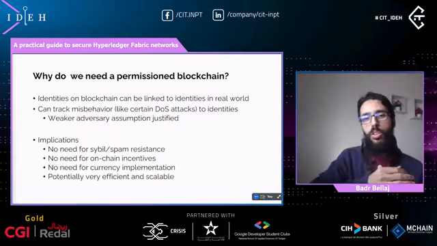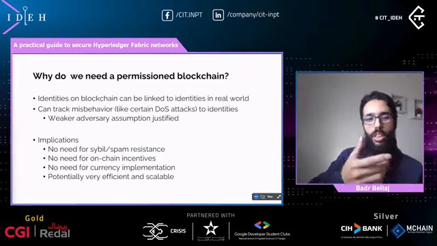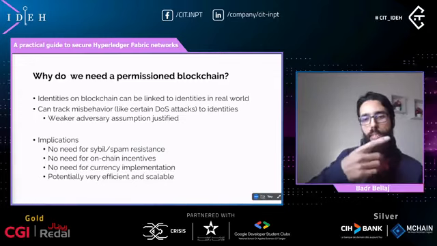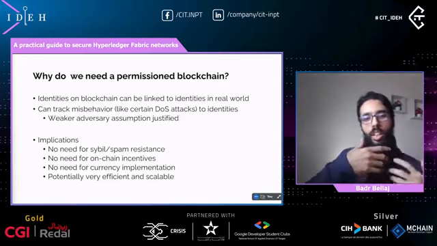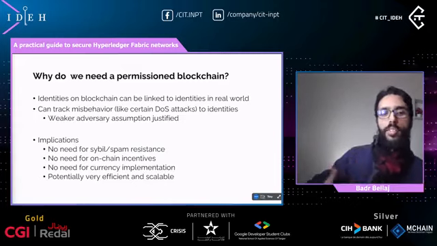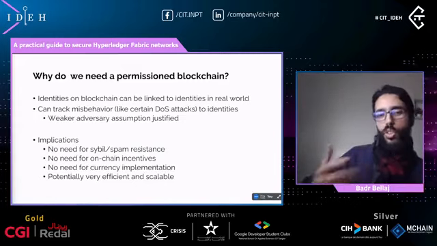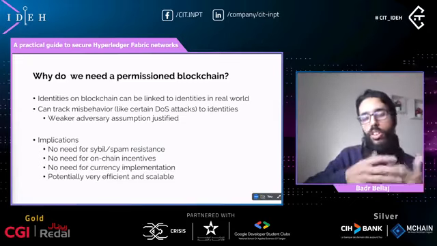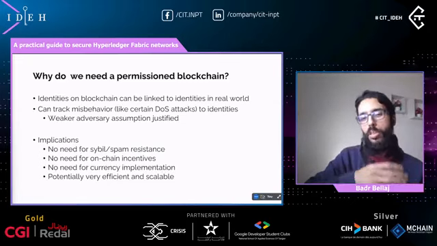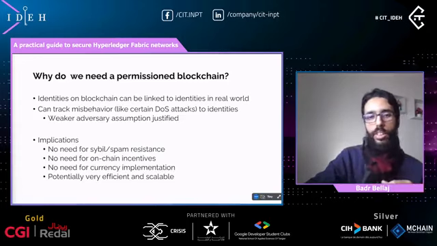Why do we need a permissioned blockchain, or private blockchain, or consortium blockchain? Generally speaking, this category of blockchains is suitable for business contexts where we need to identify the different actors in the network, and thus there is no need for Sybil or spam resistance mechanisms. There is no need for on-chain incentives, and therefore we don't have any currency implementation. And of course, this category of blockchains is more efficient and more scalable, which makes them suitable for business contexts.